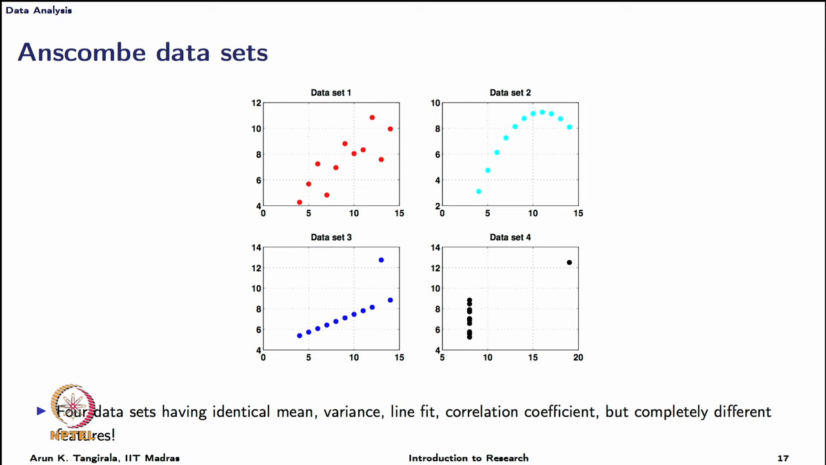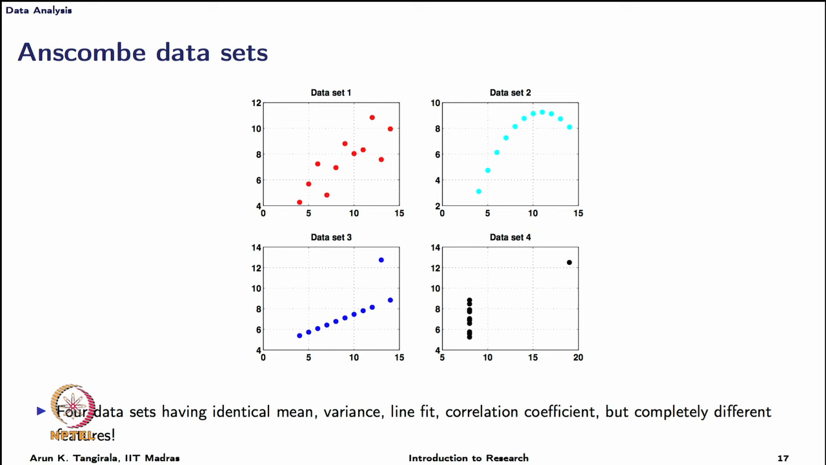However, as you can see, there is such a wide difference in the features of each of this data. For example, if you look at the data set 2, there is a parabolic kind of relationship, whereas data set 4, all the points fall on a straight line. Practically, there is no change in x, only y is changing apart from one outlier. So, this data set is also very useful to show you what outliers can do to your data analysis.